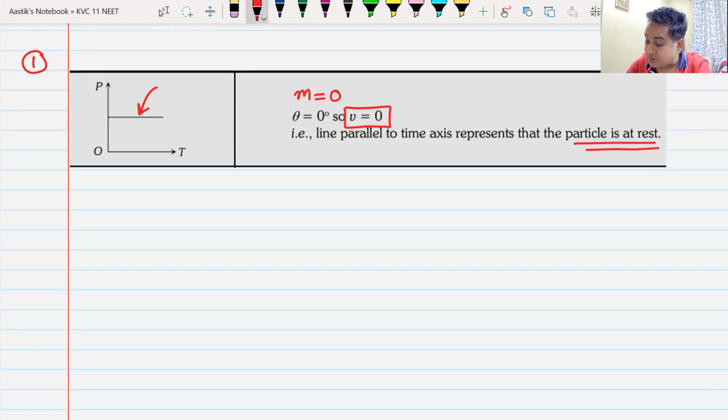So if you have the position time graph in this way, parallel to x-axis, that graph represents motion at rest, or you can say the body is at rest, it does not go anywhere. Do we understand this? Please note this down, beta.